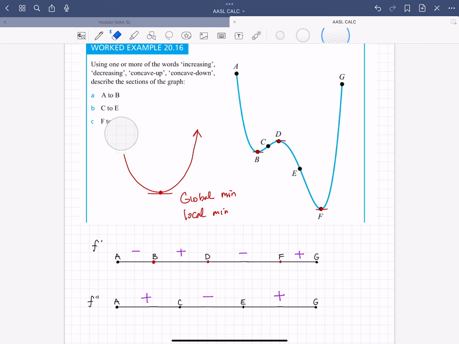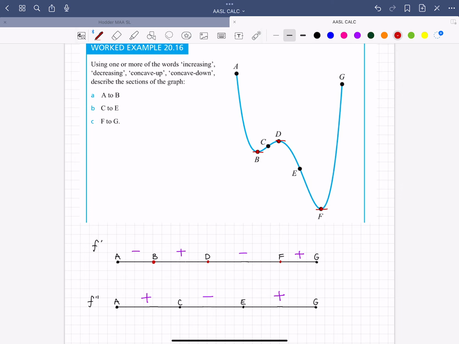And then for other graphs, if you look at here, the highest point ever is A. So this is a global maximum, right? D is higher than the neighboring points, but it's not higher than everything on this graph. So that's just a local maximum. All right. So how do we find these?